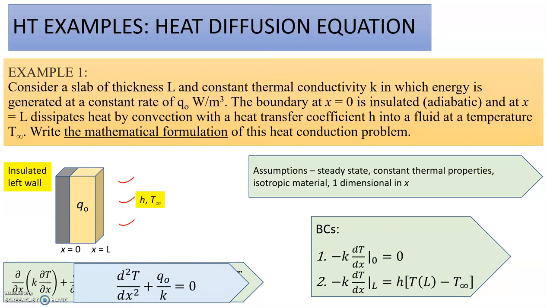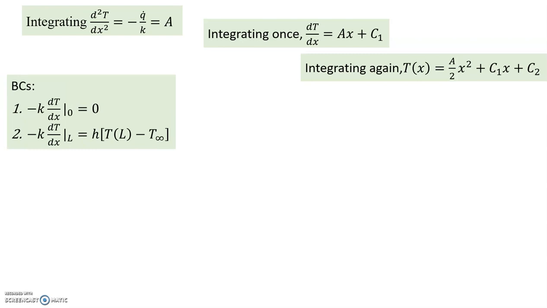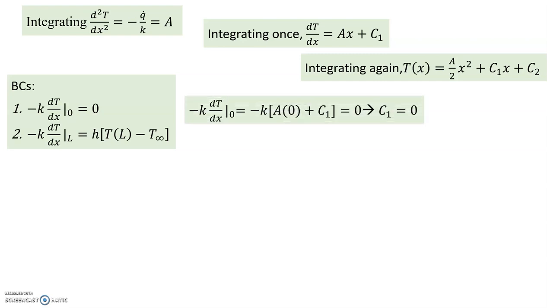If you want to proceed to try to solve this, you may integrate the ODE, integrating once, integrating twice, and you have two constants of integration, C1, C2. If you apply the first boundary condition, that is on the insulated wall at x equal to 0, you will find that C1 is equal to 0. So you have a quadratic temperature profile within that slab. It's quadratic, not linear, because you have different boundary conditions on both surfaces and heat being generated within the slab.